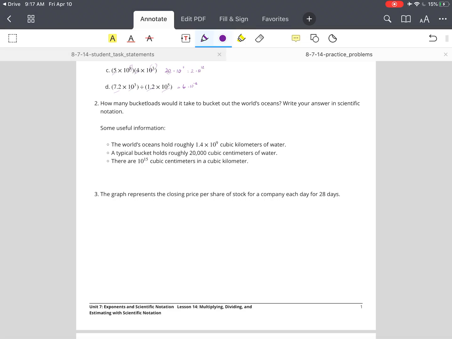How many bucket loads would it take to bucket out the world's oceans? That means if you were to use a bucket and remove water from the ocean, 1 bucket at a time.